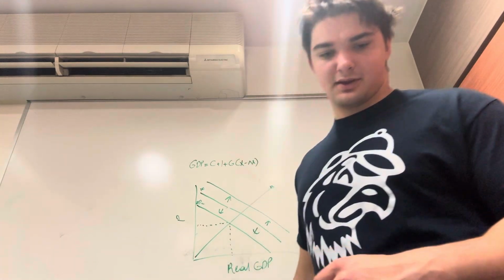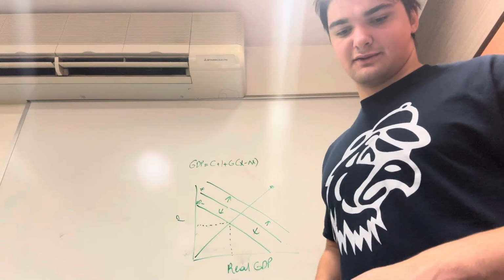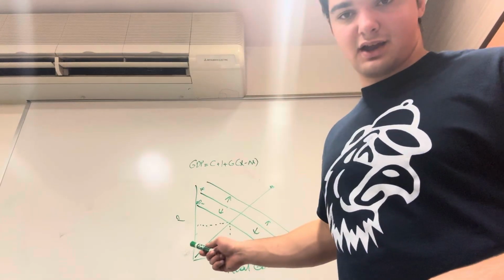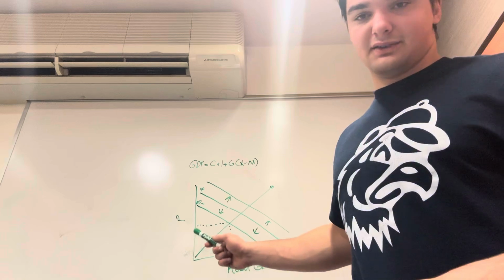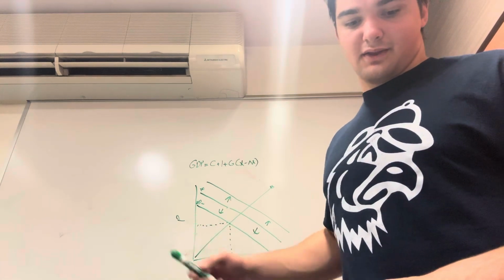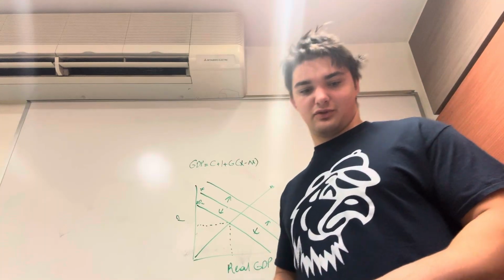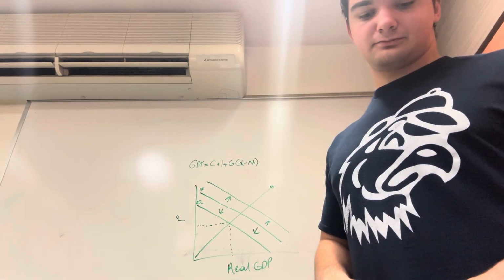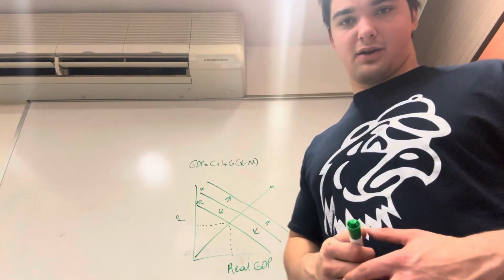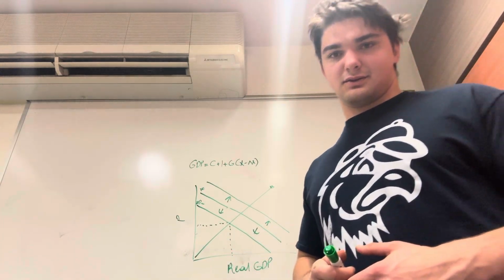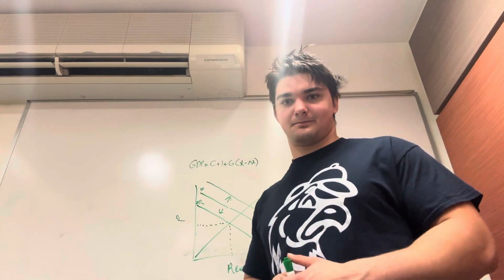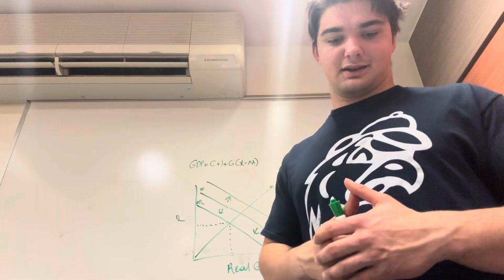And then in my AD-AS framework, the shutdown would shift aggregate demand to the left. My policy response would shift it back to the right. In the short run, it's higher real GDP, higher employment, and maybe a little increase in the price level, which comes with expansionary policy, but it can't always be good, I guess.